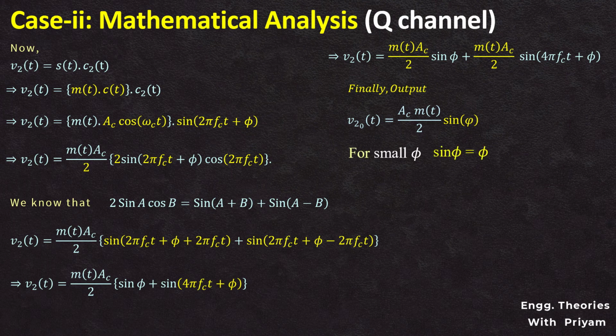For small φ, sin φ is equal to φ, then the output v2o(t) is equal to Ac m(t)/2 into φ. So this means that we have our message signal m(t), which is multiplied by a scaling factor of Ac/2 into φ. So the output of the Q channel detector is proportional to φ. If we take a good look at this output, then the Q channel output will have the same polarity as the I channel output for one direction of the local oscillator phase drift φ, and the opposite polarity for the opposite direction of the phase drift φ.